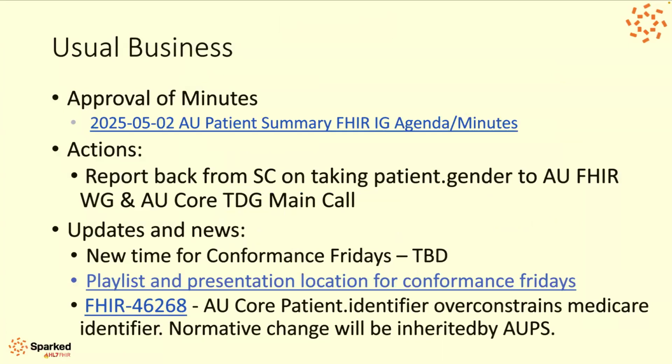And I think the last thing then was just an FYI, yesterday's TDG for AU Core. There was a normative change around patient identifier, with Medicare identifier now having a cardinality of 0 to many. And I believe this change will be brought into the patient summary. So it's just a notification of a normative vote from yesterday, which will be flowing through.